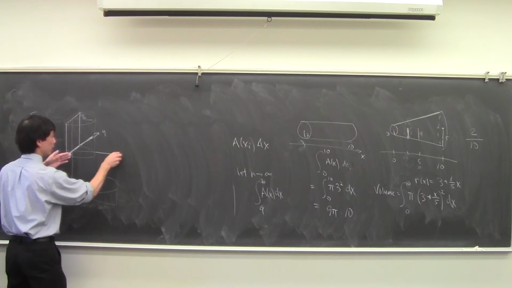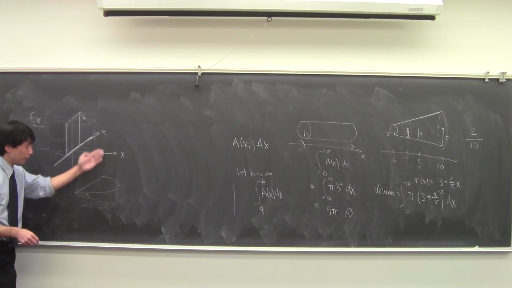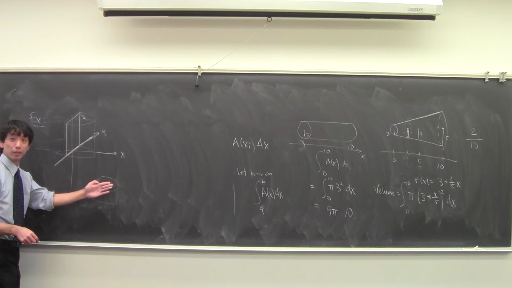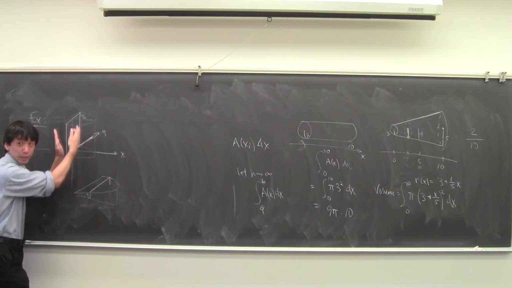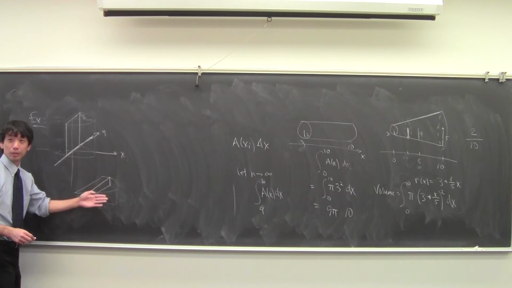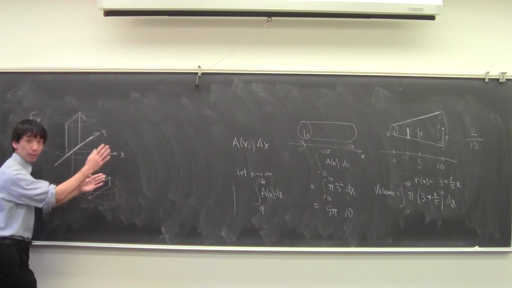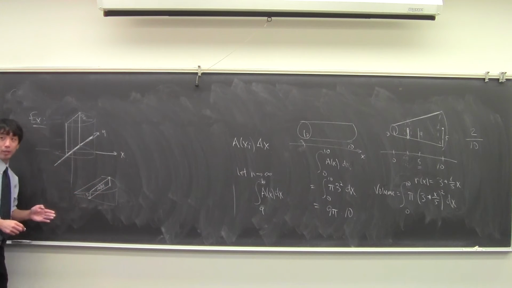So here's your x. If we slice it like this, what do the pieces look like? What does the cutoff look like? If I cut it like this, it's going to drop straight down because it was part of a cylinder. So you see what it is? It's rectangles. If you slice it perpendicular to x, you get these rectangles. Okay, so figure out the area at each x.